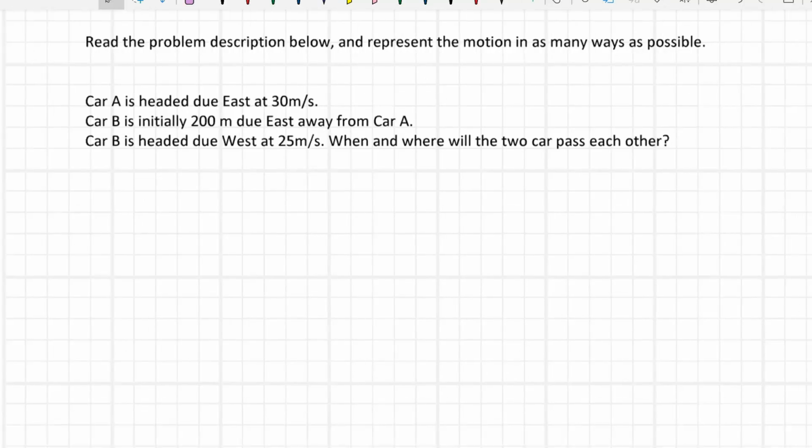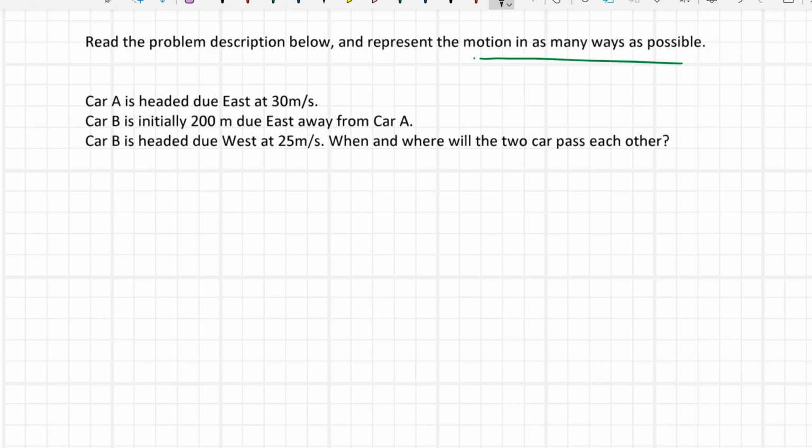All right, welcome to this video, and we're going to take a look at a motion problem. This is from our constant velocity, and we're going to try to represent the motion in as many ways as possible. And specifically, we're going to do some practice on solving using mathematical models. So first of all, taking a look at this, let's read the question.